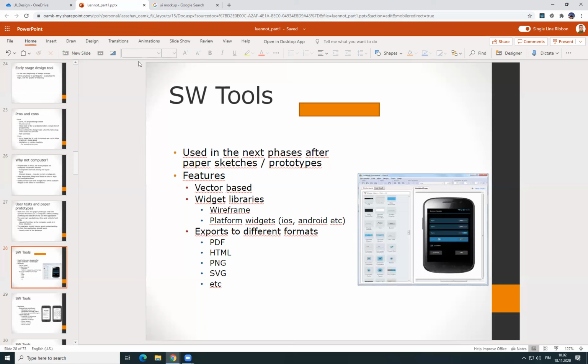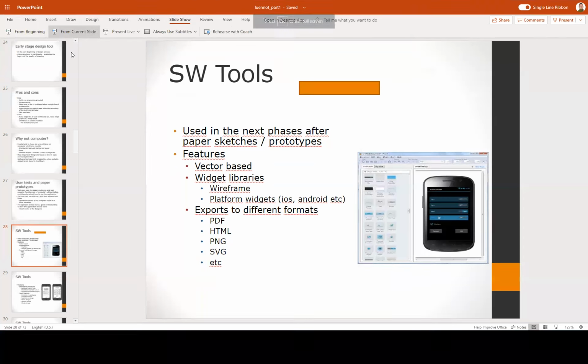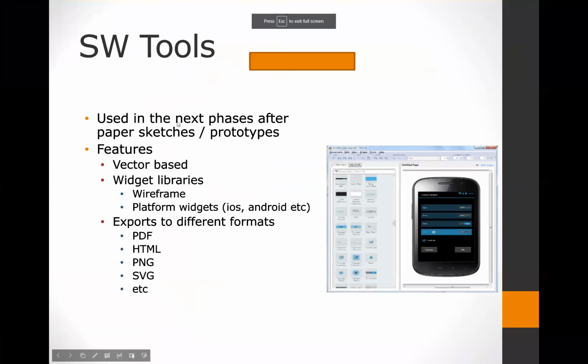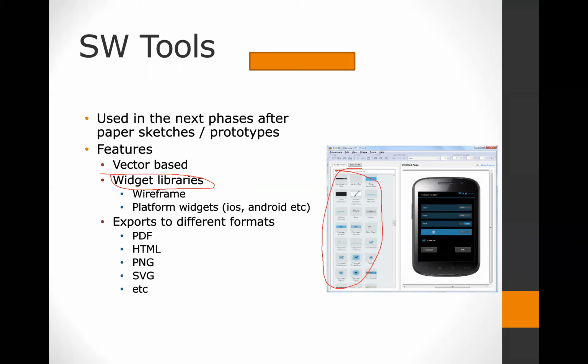So all these user interface design tools are vector-based because you must have the capability of moving the elements and modifying the elements around. Then almost all of them have these widget libraries. It means that you have some kind of menu where you can have user interface elements like buttons, which you can then drag and drop to the screen and then resize and modify as you see fit.